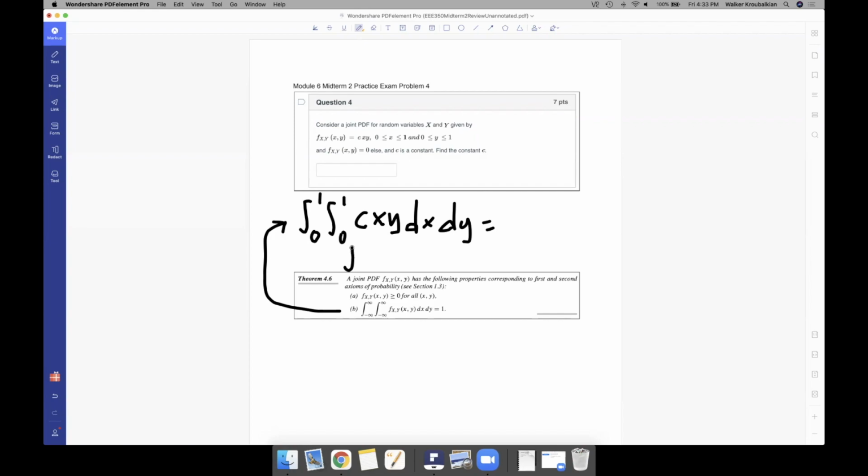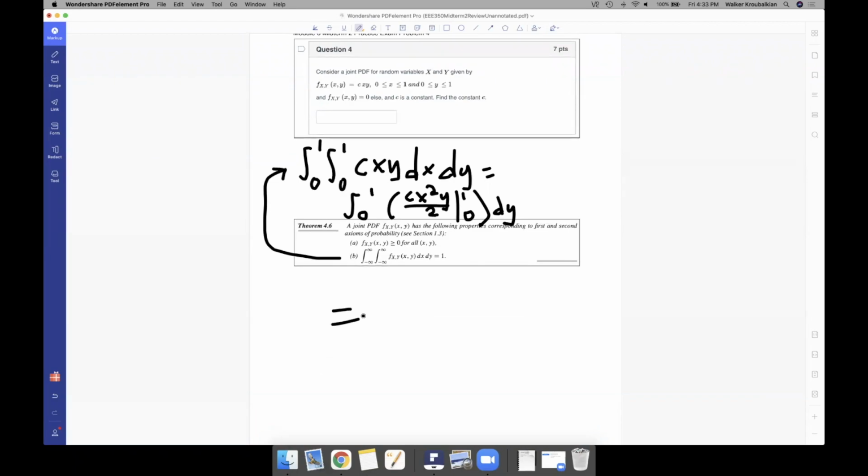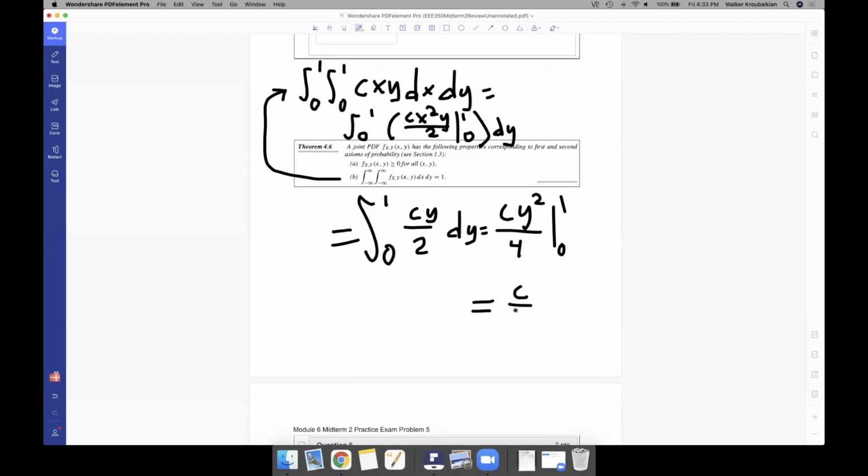So if we do the inner integral, it's going to be the integral from 0 to 1 of c x squared y over 2, from 0 to 1, dy. So if you evaluate that, you're going to get the integral from 0 to 1 of cy over 2 dy. And then this is going to be cy squared over 4 from 0 to 1. And that's just going to be c over 4. And if we set all of this equal to 1 and solve for c, we get c equals 4. So that's our answer.